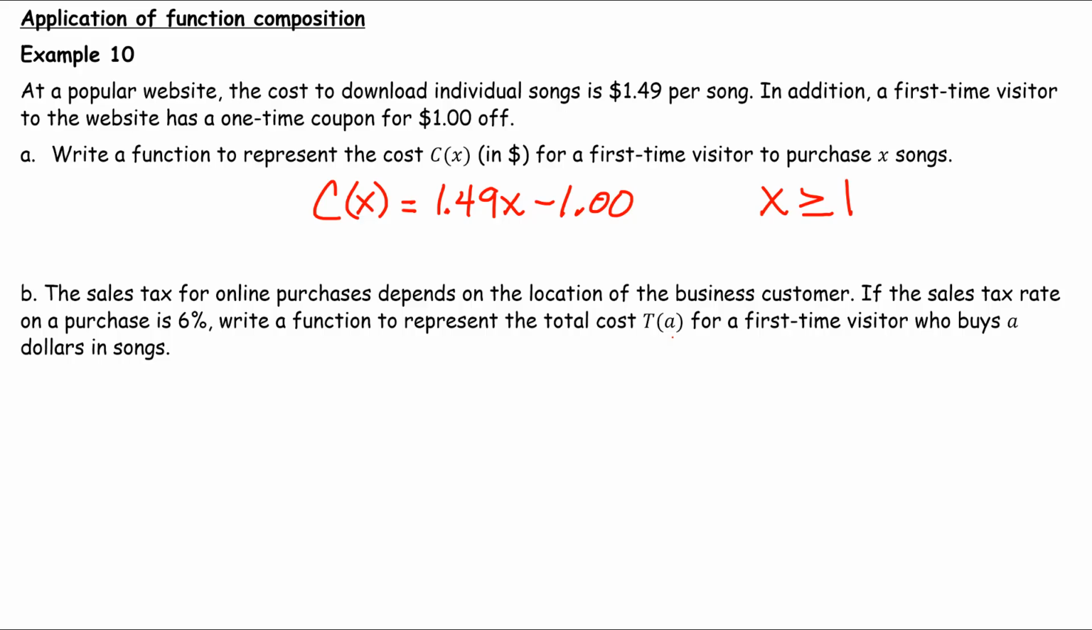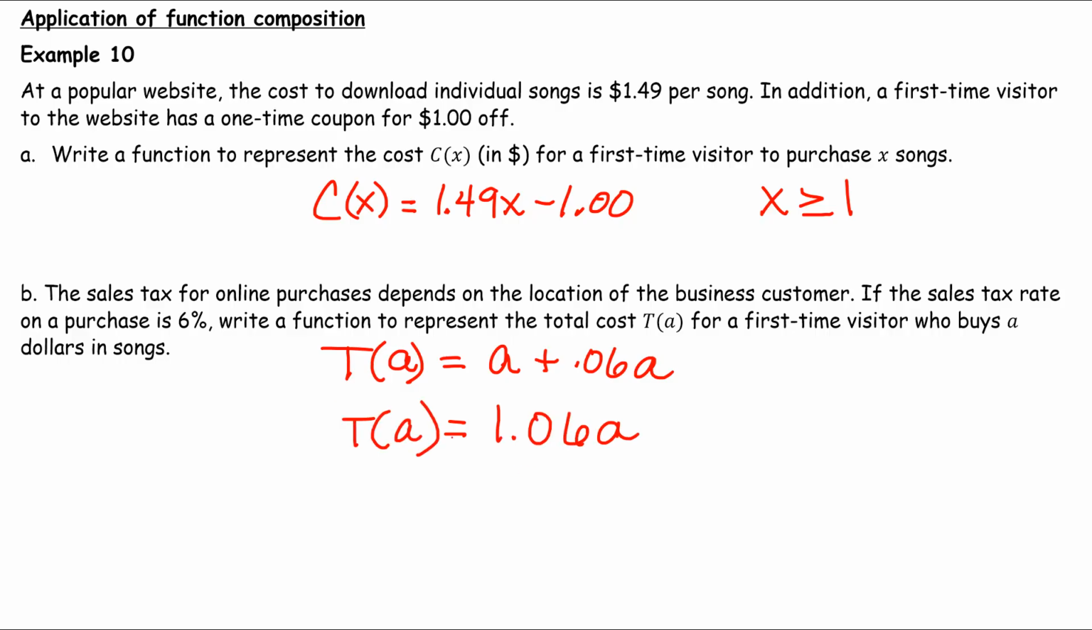All right, then sales tax for online purchases depends on the location of the business customer. If the sales tax rate on a purchase is 6%, write a function to represent the total cost, T of A, for a first-time visitor who buys $A in songs. Okay, so this is the function that tells you the total amount you have to pay when you spend $A at this website. It's going to be A plus another 6% of A. So the first one is the cost function. Second one is the total cost function.